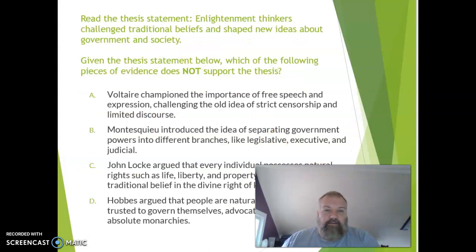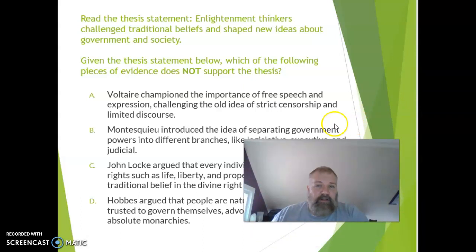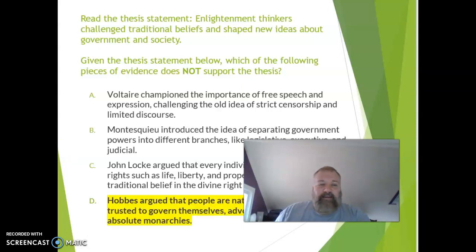All right. If you read these thesis statements below, Enlightenment thinkers challenged traditional beliefs and shaped new ideas about government and society. And you're asked, given the thesis statement above, which of the following pieces of evidence does not support the thesis? So, which of A, B, C, or D does not support it? In this case, it would be D.